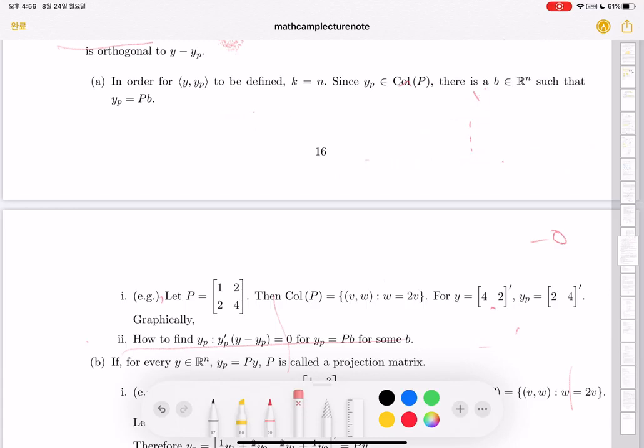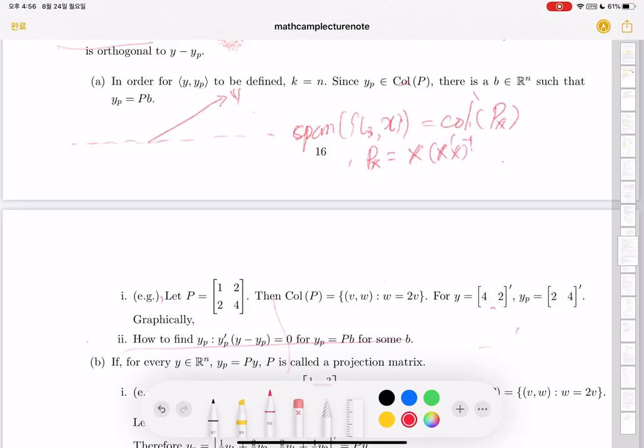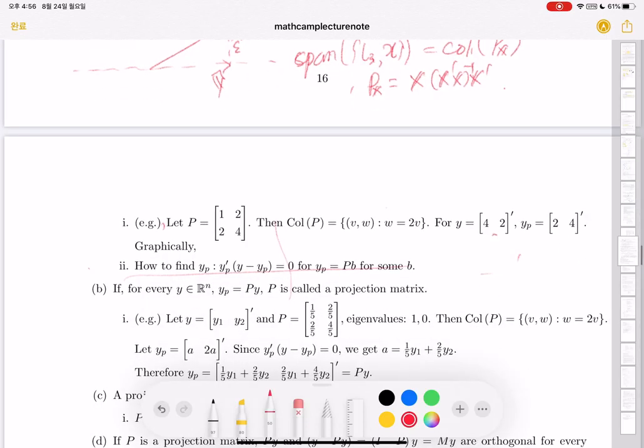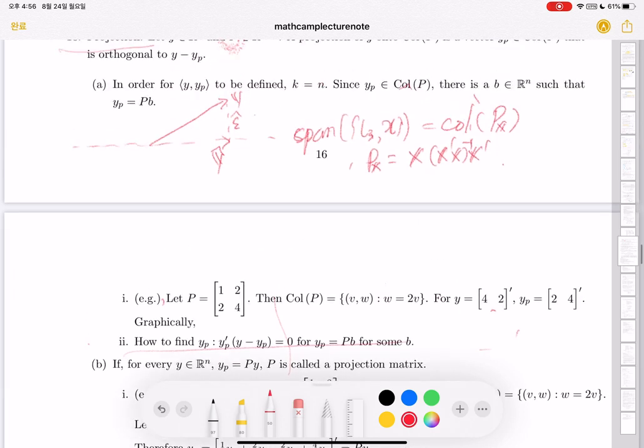And what you can think is this. Here, this is again y, and this is the space spanned by iota 3 and x in our example, which is the column space of P of x, where P of x is x prime x inverse x prime, and this is y hat, or the projection of y, and this is the residual, what we call. And so y hat is P of x times y.